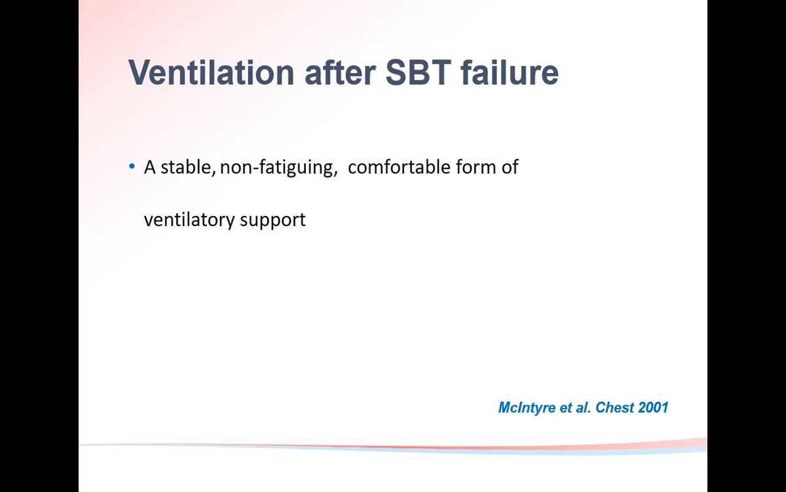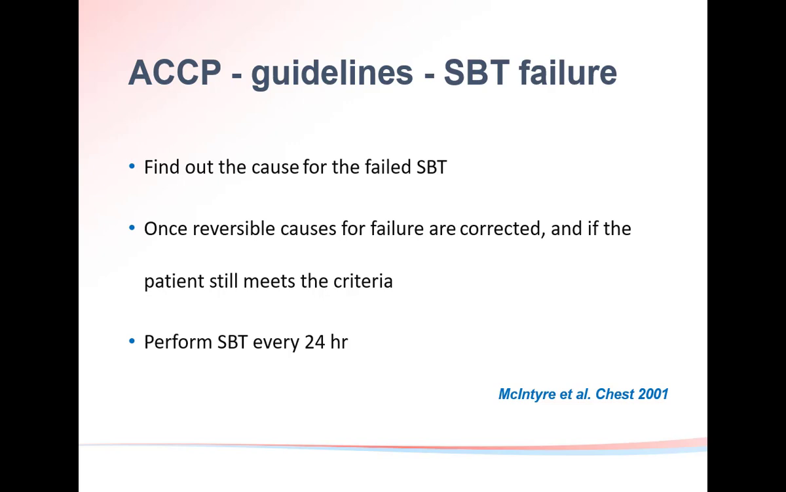Ventilation after SBT failure: once you have failed the spontaneous breathing trial, you give him a non-fatiguing, comfortable form of ventilation. Don't put him on a low level of pressure support. Give him a full support; I always prefer assist control or a high level of pressure support once you fail the spontaneous breathing trial. Then you must find out the cause of the failed SBT. Once you know the reason for which the SBT had failed and correct it, then you can again perform the SBT.